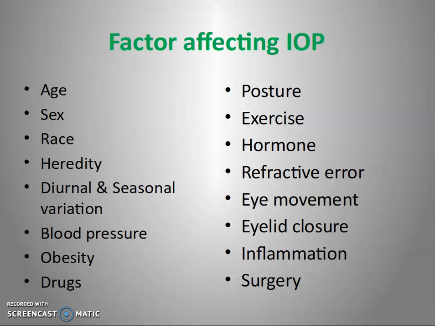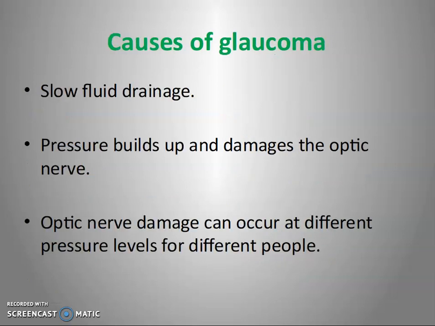There are various factors that affect intraocular pressure, so you can pause the video and dictate that. Next, the causes of glaucoma. The produced aqueous humor, if it is not being drained properly, can lead to glaucomatous conditions because of optic nerve damage due to the pressure which is exerted on the inner region of the eye.